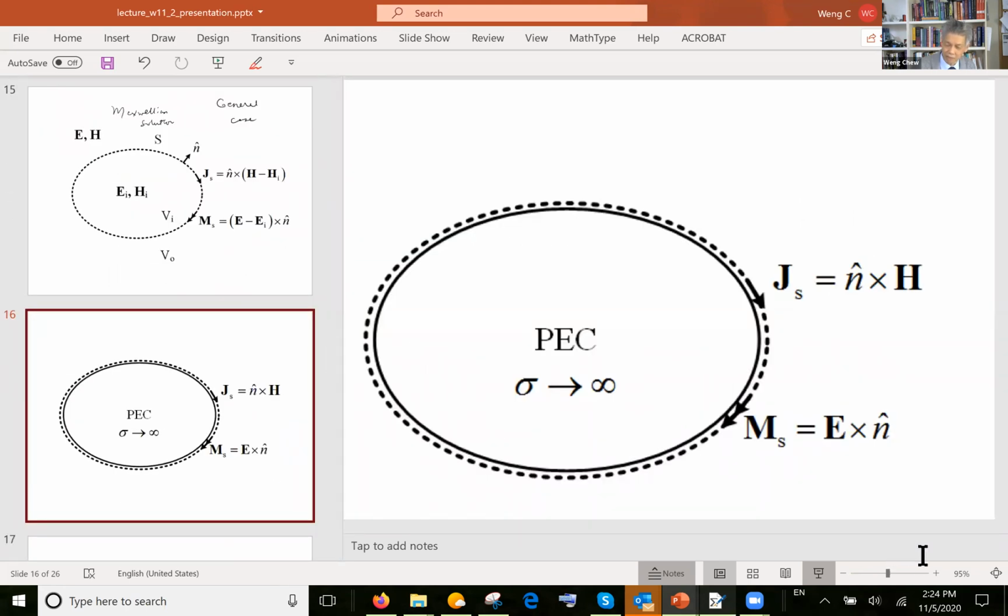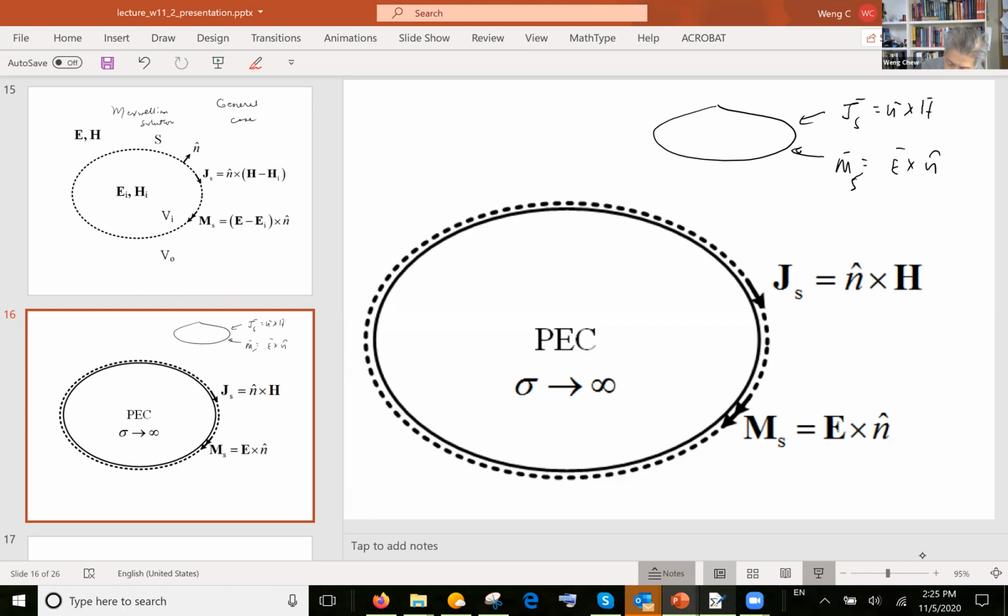So I can start out with a problem where I have JS equal to N cross H, and then I have MS equal to E cross N. And then I have E equal to 0, H equal to 0 inside. Let me say that this is the equivalent surface. Let's assume that this surface is equivalent. So I put a dotted line over here. I put JS on it. I put MS on it.